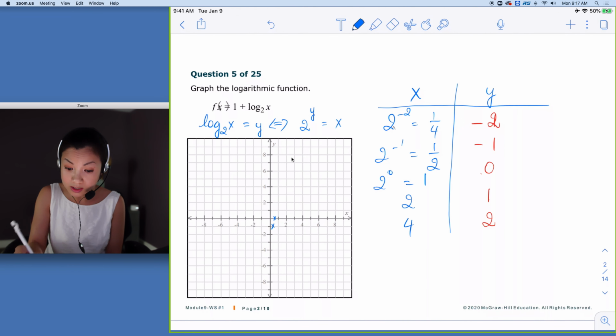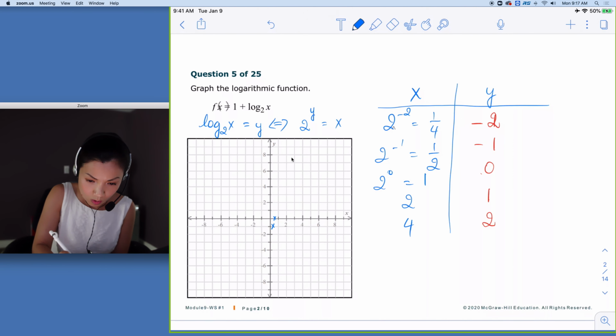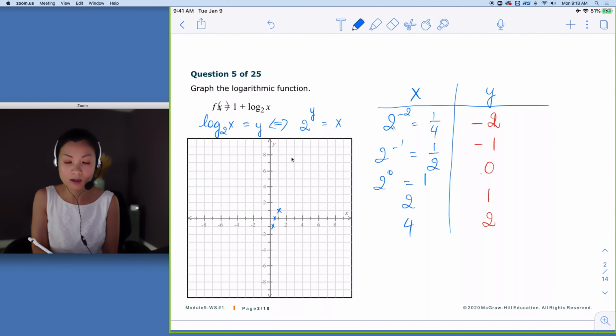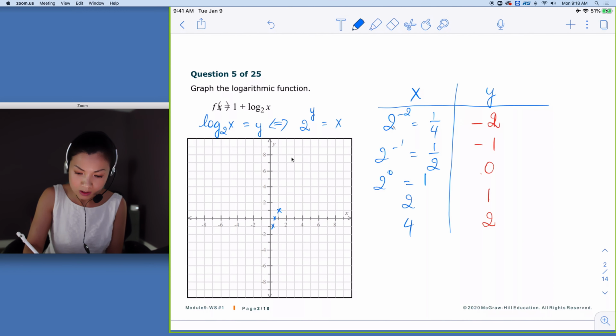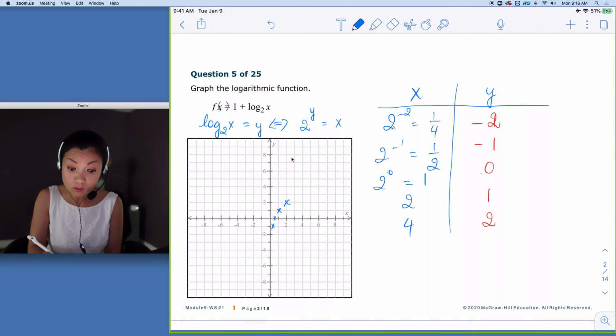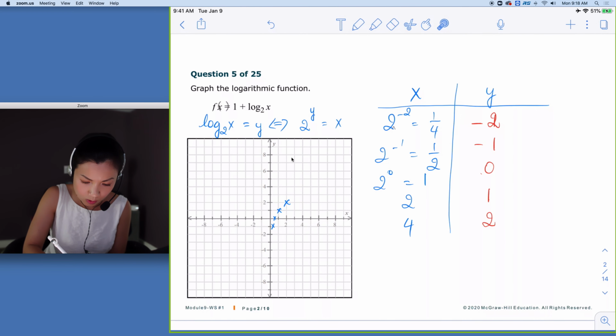Okay, (1, 0). So it's right here, and you go up 1, so it's this point. Okay, and then I have (2, 1). So (2, 1) is right here, and you go up 1, so it's (2, 2). (4, 2) is right here. You go up 1, so it's (4, 3).